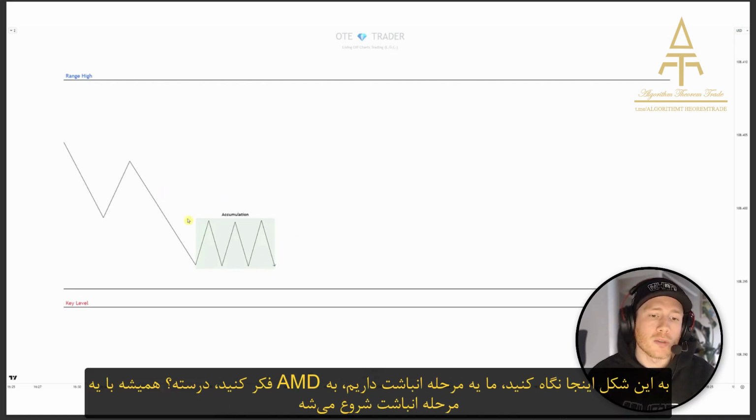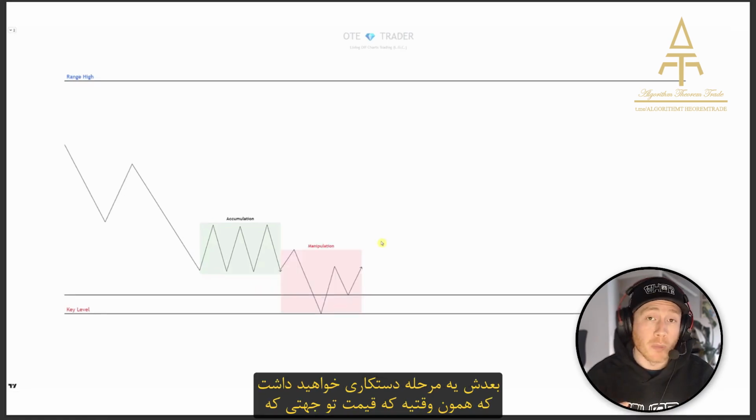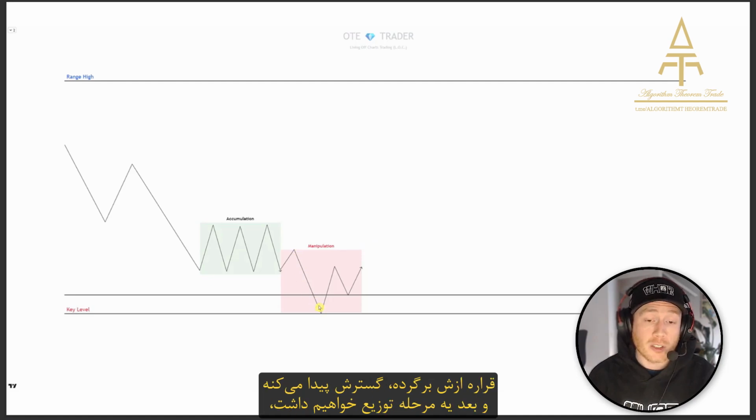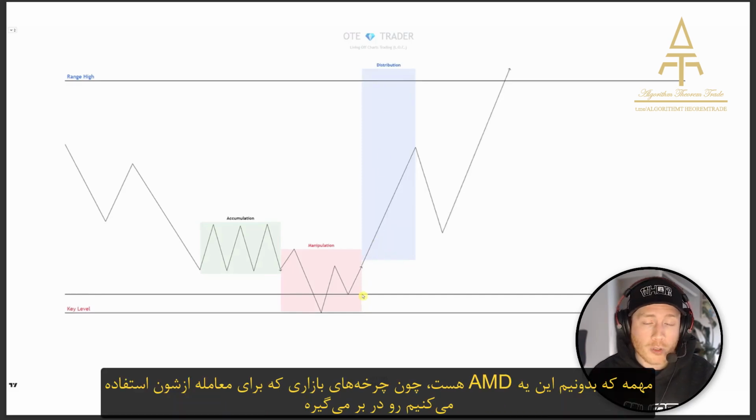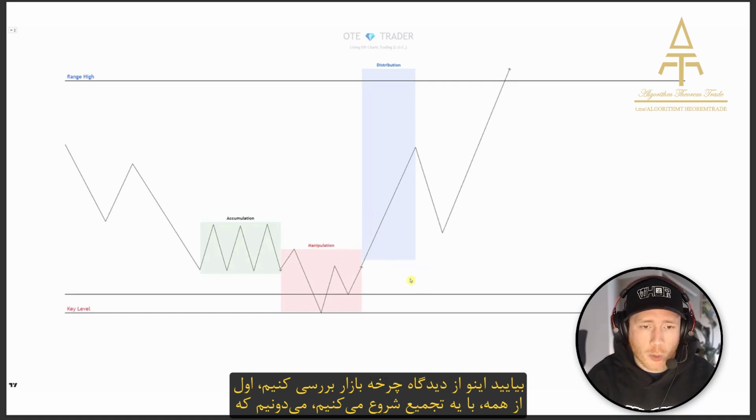We've got an accumulation phase. Think about the AMD, right? It always starts off with an accumulation phase. Afterwards, you will have a manipulation phase. That's when price expands in the direction opposite to where it's going to reverse from. And then we'll have a distribution phase. It's important to know that this is an AMD because this incorporates the market cycles we will be using to look to trade from. Let's look at this from the market cycle perspective.